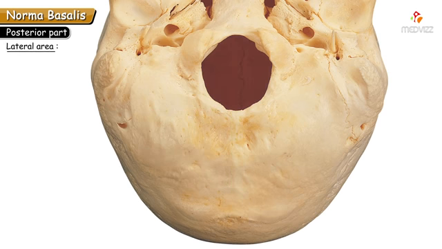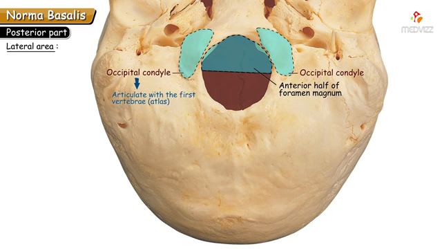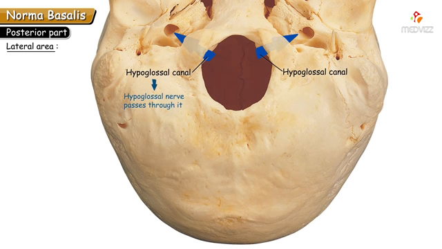Let's talk about the lateral areas. Just anterolateral to the foramen magnum, we can see the condyles, termed occipital condyles. These condyles articulate with the first cervical vertebra, which is the atlas. The foramen associated with these condyles is the hypoglossal canal. The hypoglossal nerve is the 12th cranial nerve, and the nerve passing through this canal is the hypoglossal, which is the reason it is called the hypoglossal canal.